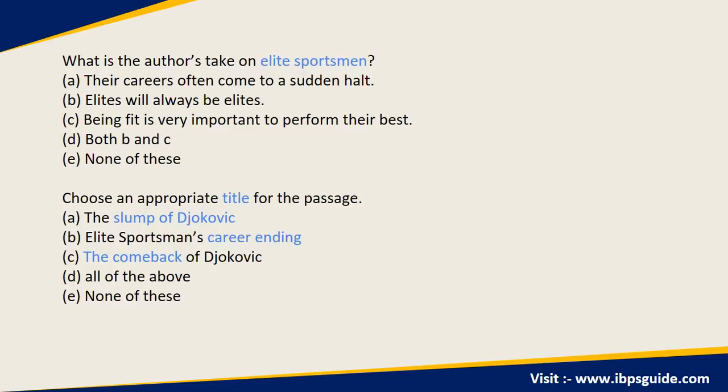Okay, so option A, their careers often come to a sudden halt. This is definitely incorrect because in the last line of the passage, they talked about how reports of careers coming to a sudden halt are exaggerated, right? So option B, elites will always be elites. This is explicitly mentioned in the passage when they say that Djokovic proved that the elites will always be elites.